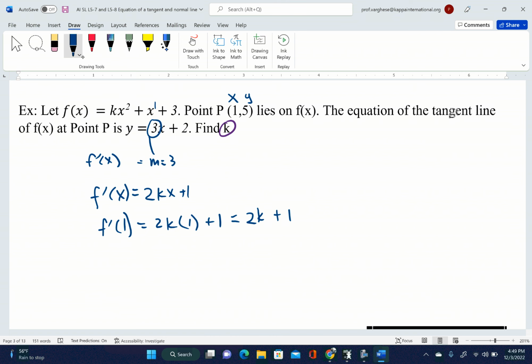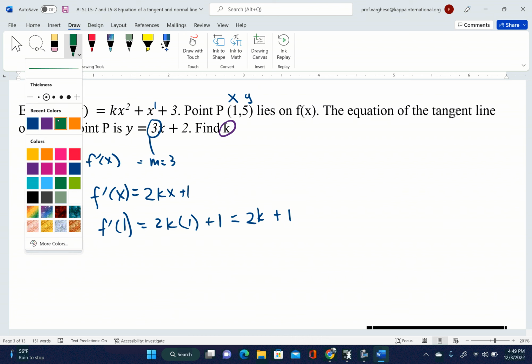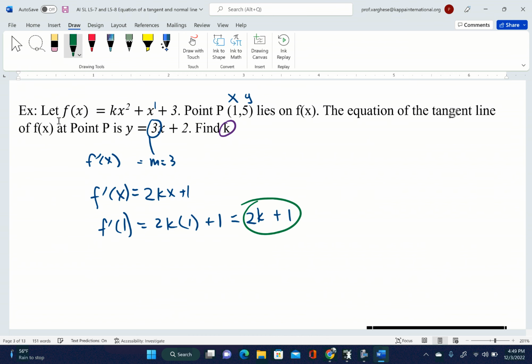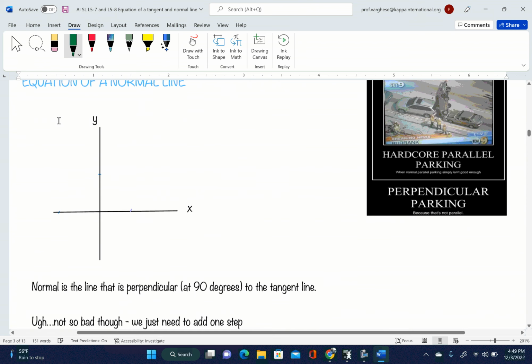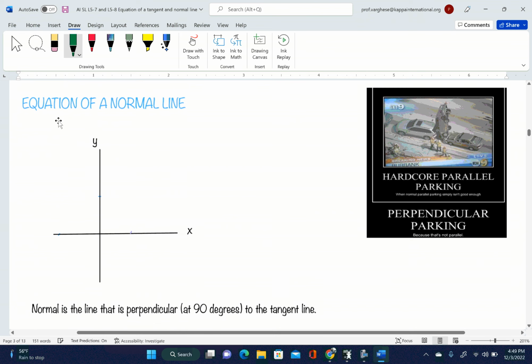So what I'm going to do here is, let's go green, okay? So I'm going to take this function that I have right now, which is 2k plus 1, right? And we're going to set it equal to the slope or the gradient, which is equal to 3 to find out what k is. So minus 1 from both sides, cancels out. So I'm left with 2k is equal to 2. Divide both sides by 2, and I get, boom, k is equal to 1. Celebration. Okay. Next part of the lesson is equation of a normal line.